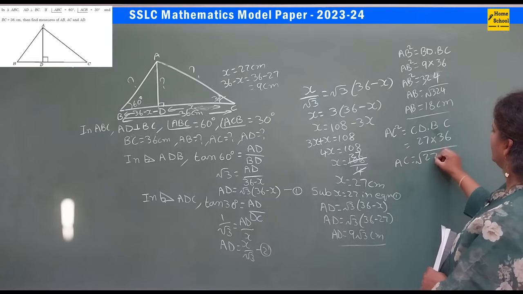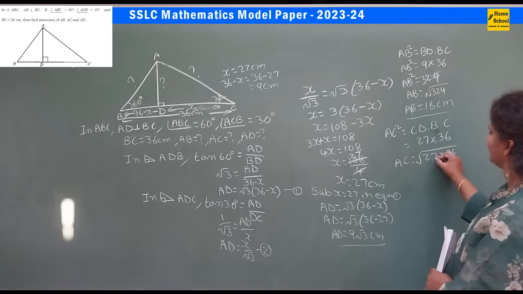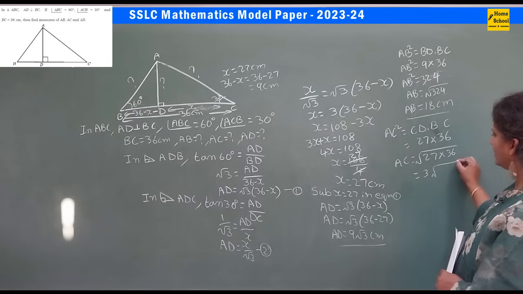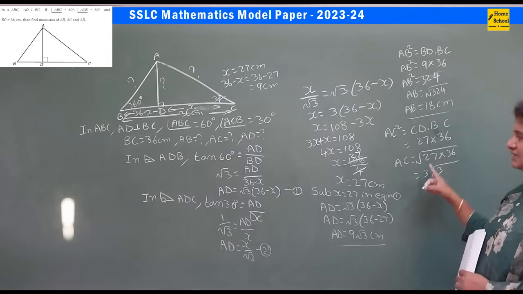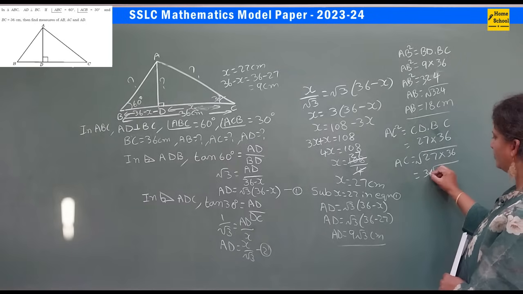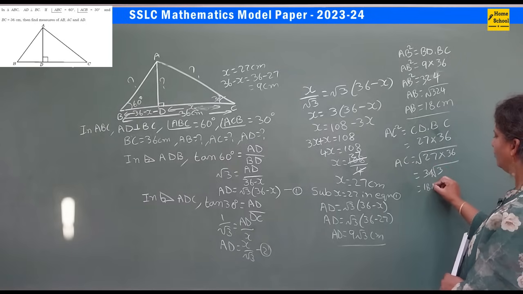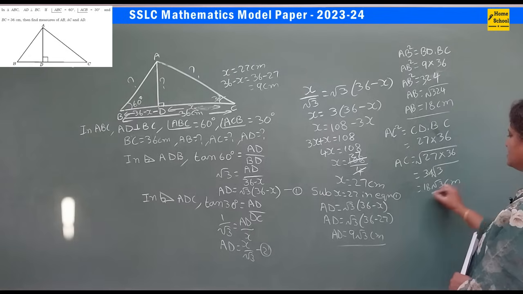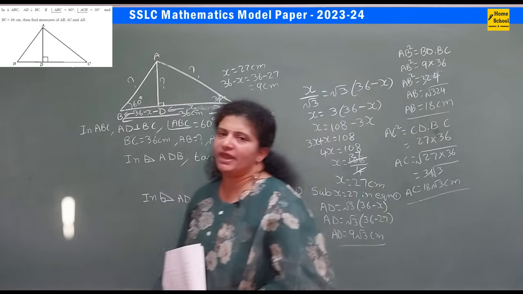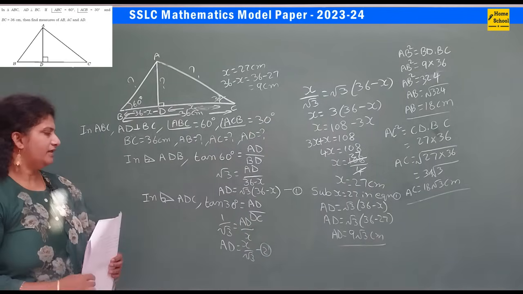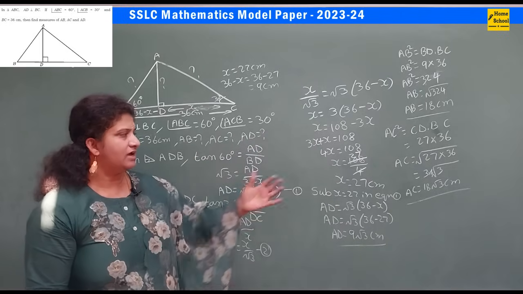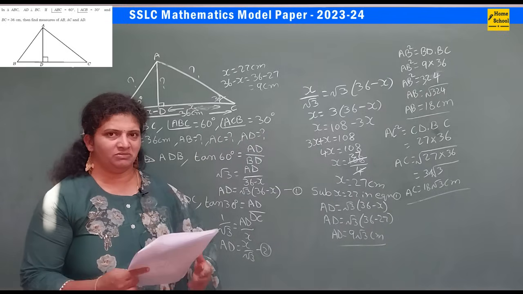Look here. 9 3s are 27. That means 1 3 will come out here and 1 3 will be there inside. 3 3s are 9, 9 3s are 27. 36 means 6 will come out. 3 into 6, that is 18 root 3 centimeters is your answer. Therefore, what is the length of AD, AB, AC? That is AD is 9 root 3 centimeters, AB is 18 centimeters, AC is 18 root 3 centimeters.